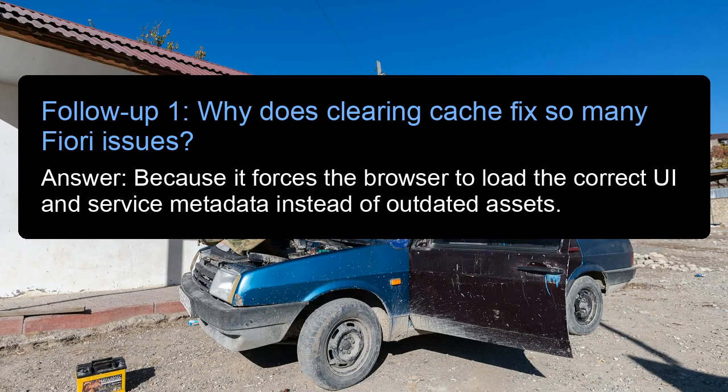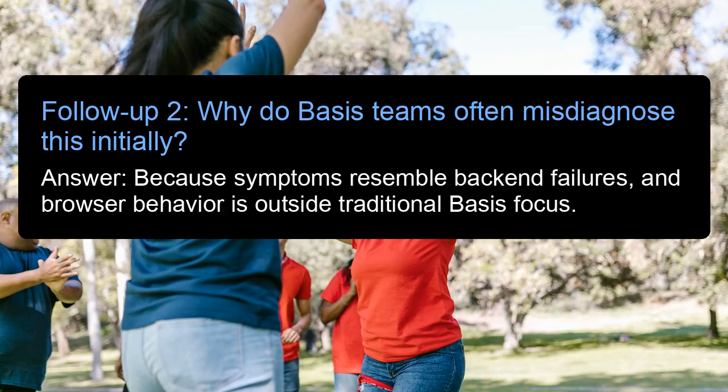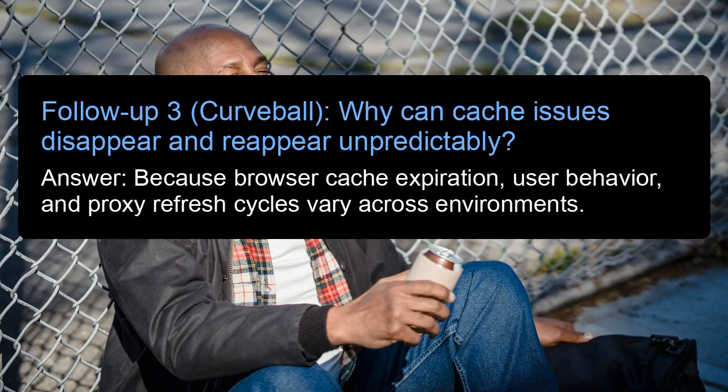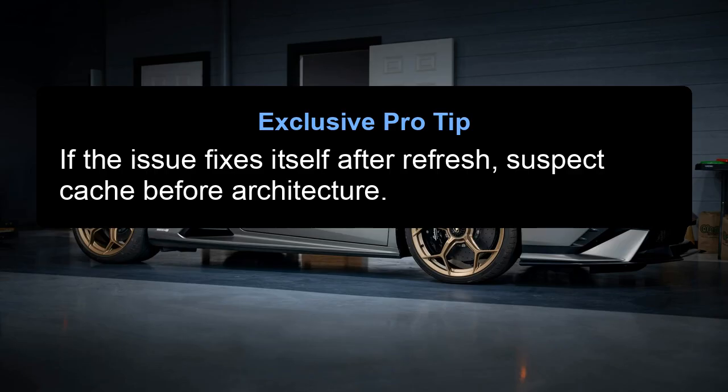Follow-up 1. Why does clearing cache fix so many Fiori issues? Answer: because it forces the browser to load the correct UI and service metadata instead of outdated assets. Follow-up 2. Why do basis teams often misdiagnose this initially? Answer: because symptoms resemble backend failures, and browser behavior is outside traditional basis focus. Follow-up 3. Curveball. Why can cache issues disappear and reappear unpredictably? Answer: because browser cache expiration, user behavior, and proxy refresh cycles vary across environments. Exclusive pro tip. If the issue fixes itself after refresh, suspect cache before architecture.